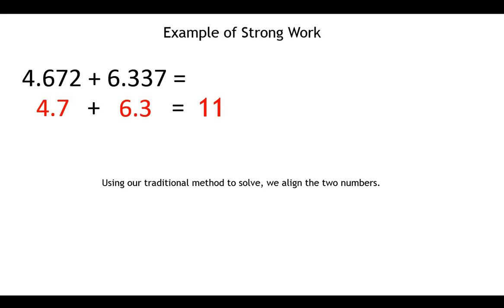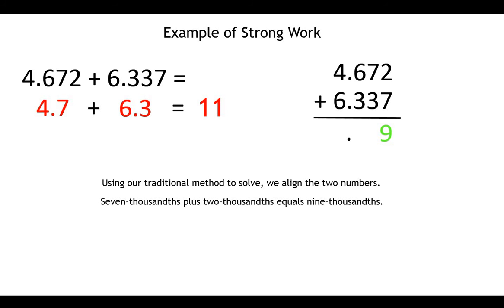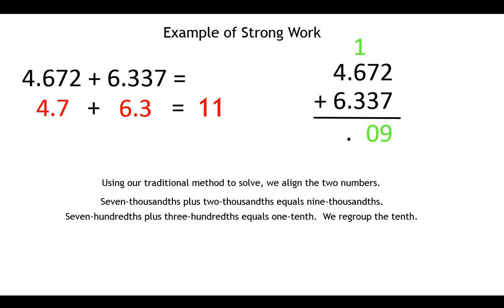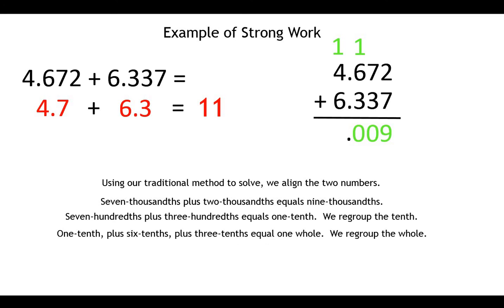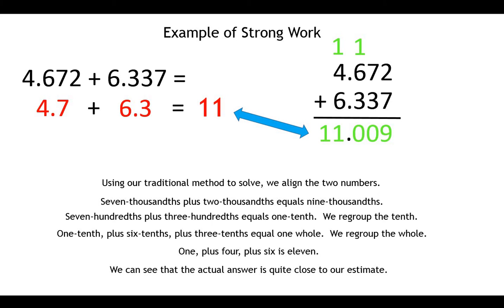Using our traditional method to solve, we align the two numbers. 7 thousandths plus 2 thousandths equals 9 thousandths. 7 hundredths plus 3 hundredths equals 1/10. We regroup the tenth. 1/10 plus 6/10 plus 3/10 equal 1 whole. We regroup the whole. 1 plus 4 plus 6 is 11. We can see that the actual answer is quite close to our estimate.